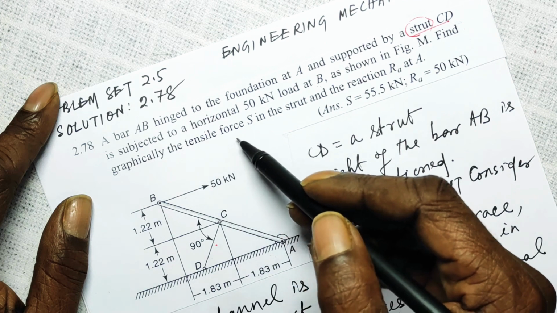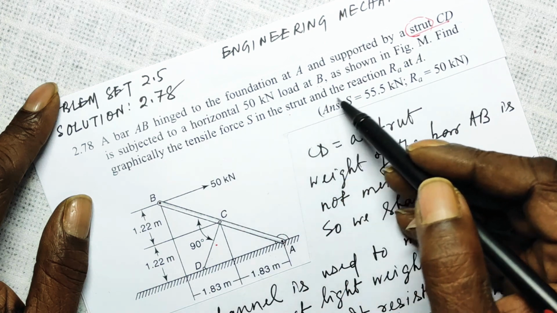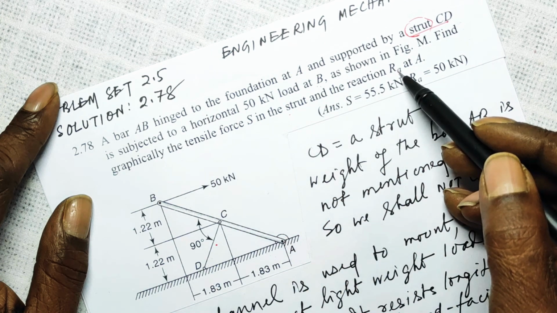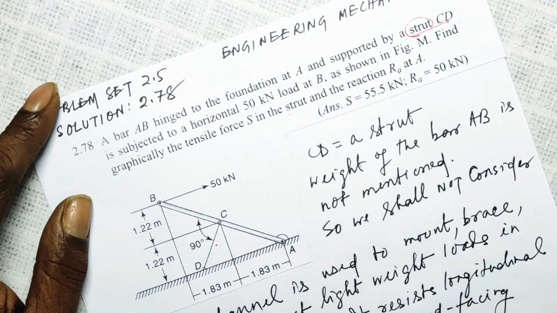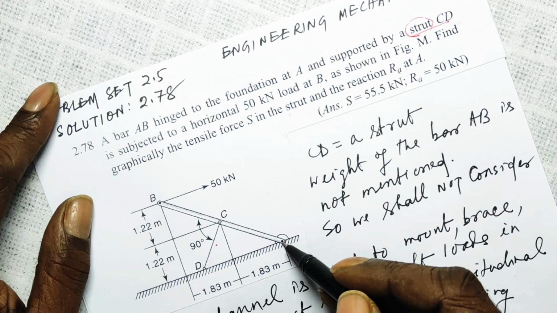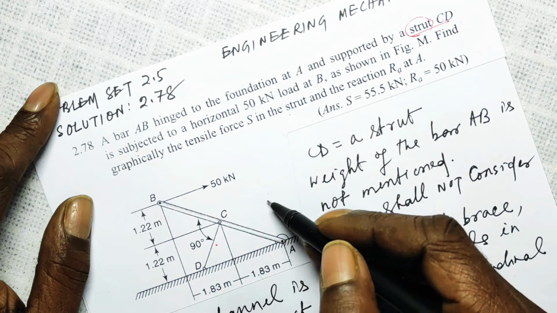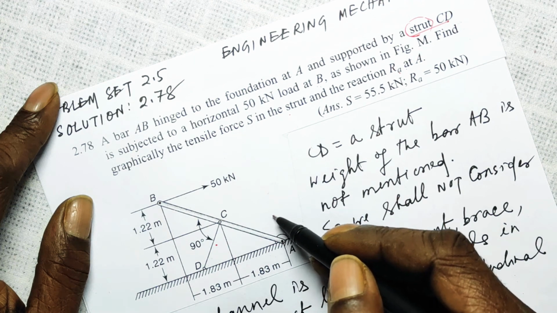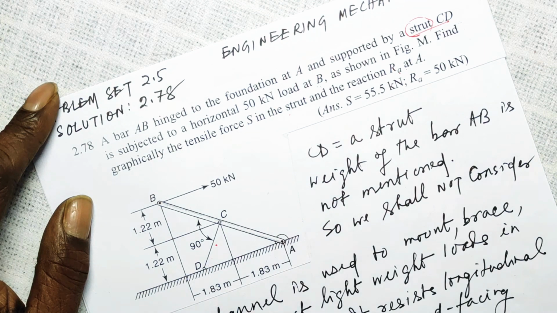Find graphically the tensile force S in the strut and the reaction RA at point A. So don't initially think that the reaction force at this point of contact will be to this side. Let us find out the conditions for equilibrium.